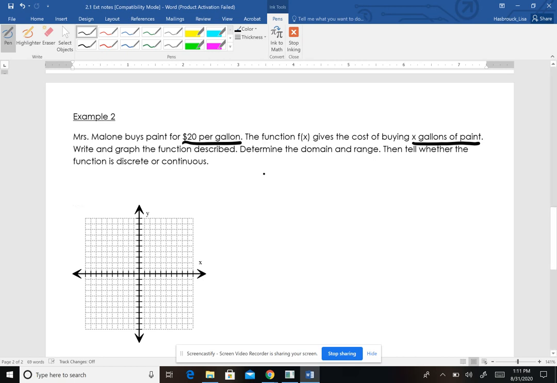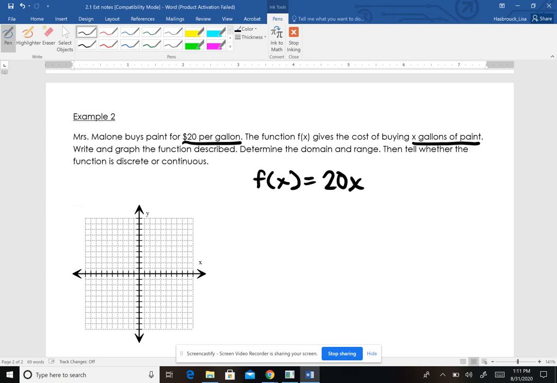F of x is the cost. So f of x is how much she's going to pay. X is the number of gallons of paint. Well, she's paying $20 per gallon. So $20 times x, which is the number of gallons of paint, should tell you how much she's going to pay for the paint. Now let's think about this.